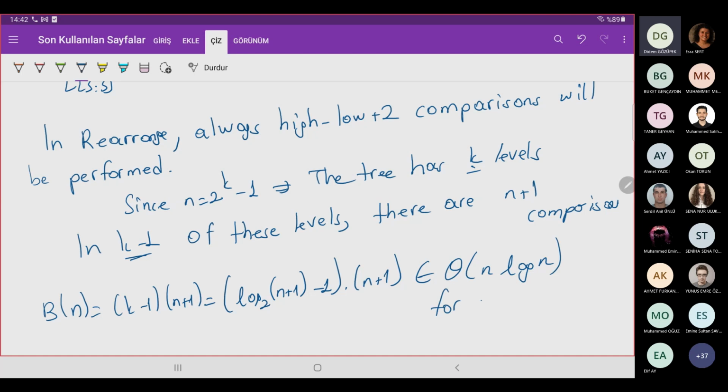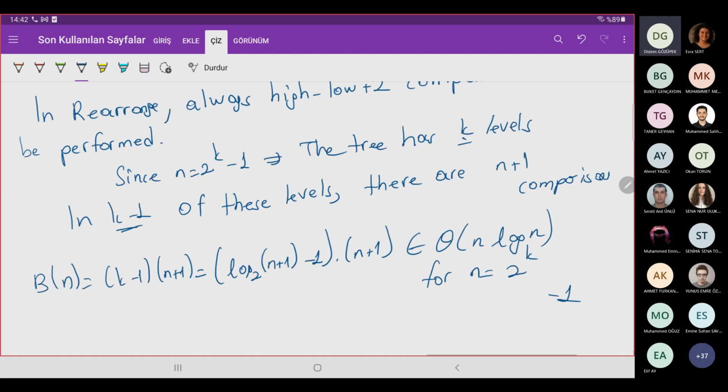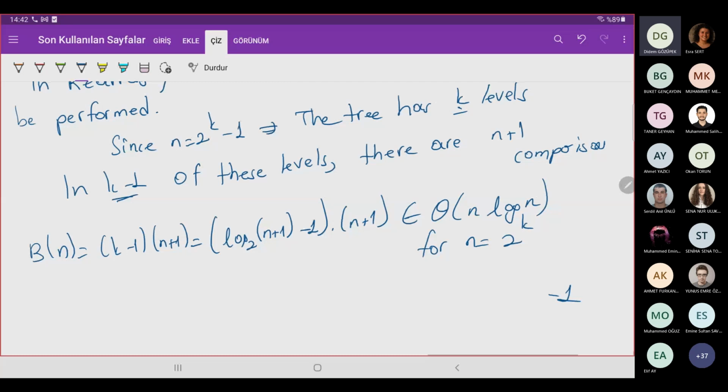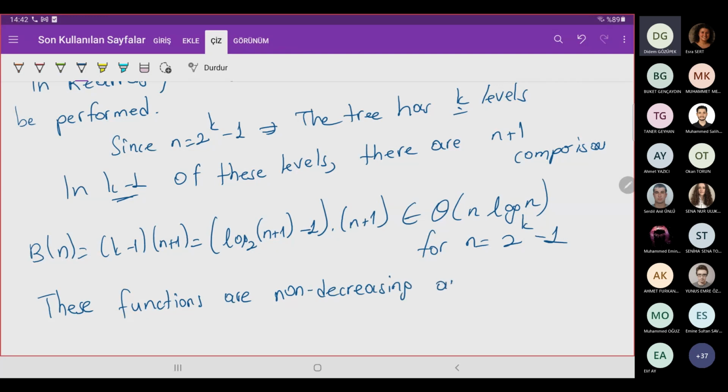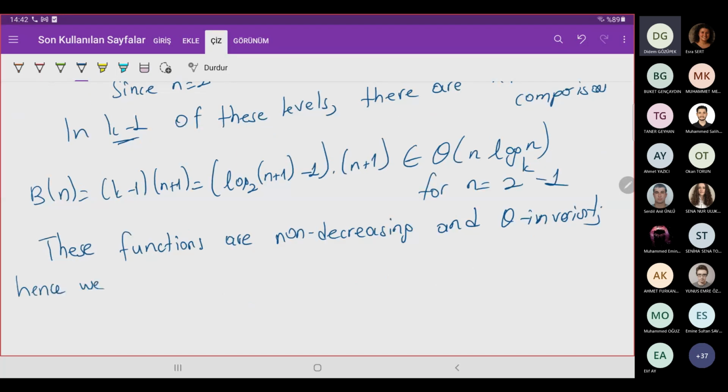Which is a theta n log n, for n is 2 to the power k minus 1. But these functions are non-decreasing, and theta invariant. Hence, we can generalize this result for all n. Okay.